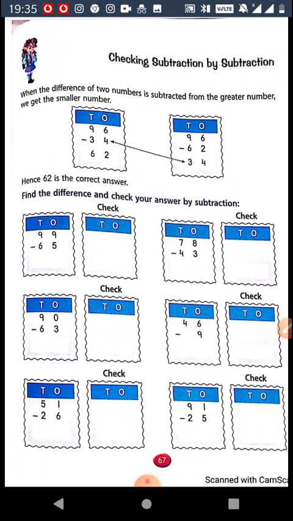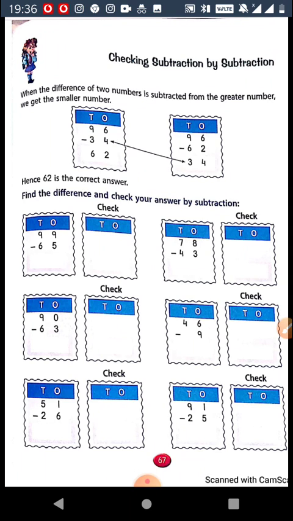Okay. In checking subtraction by addition, we added the answer and the smaller number. But here in checking subtraction by subtraction, when we subtract the answer from the bigger number, we get the smaller number. That is, when the difference of two numbers is subtracted from the greater number, we get the smaller number.